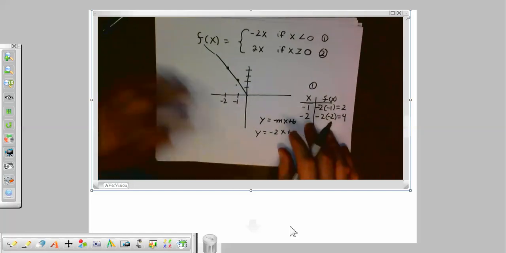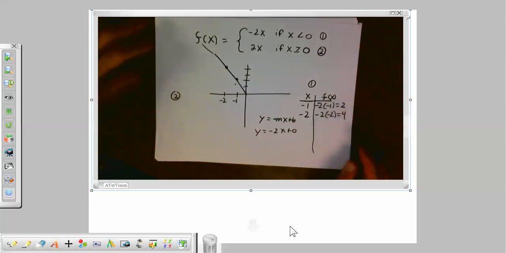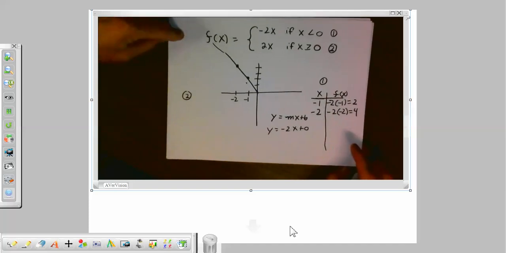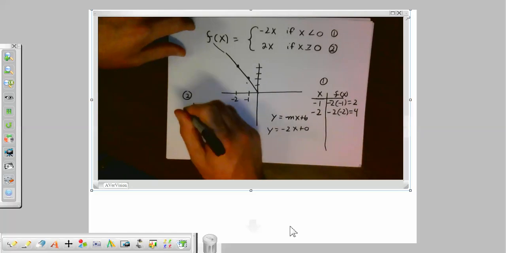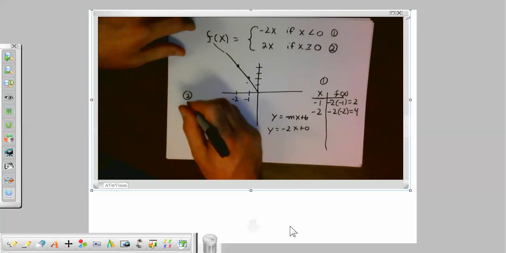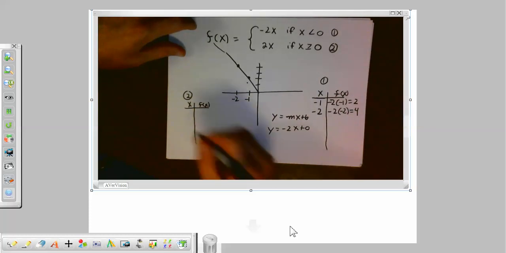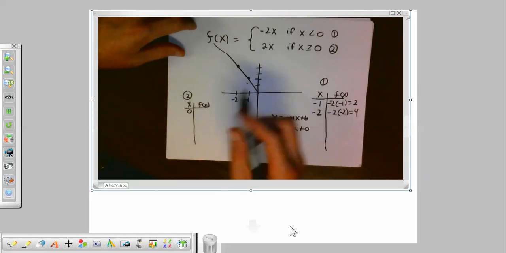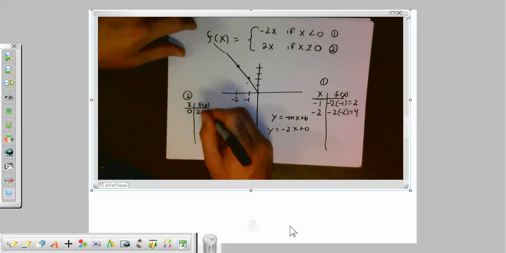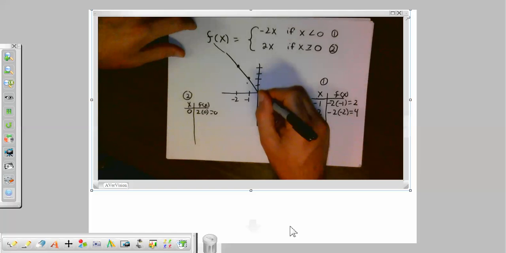Now, for the other case, which is case 2, I'll do that over here. We're going to have x and f of x again, but we're going to pick values that are greater than or equal to 0. So I can pick 0 for my first value because it's greater than or equal to 0. Here I'm using this function definition, so it's going to be 2 times whatever number I choose. If I choose 0, 2 times 0 is 0. And that's my first point.